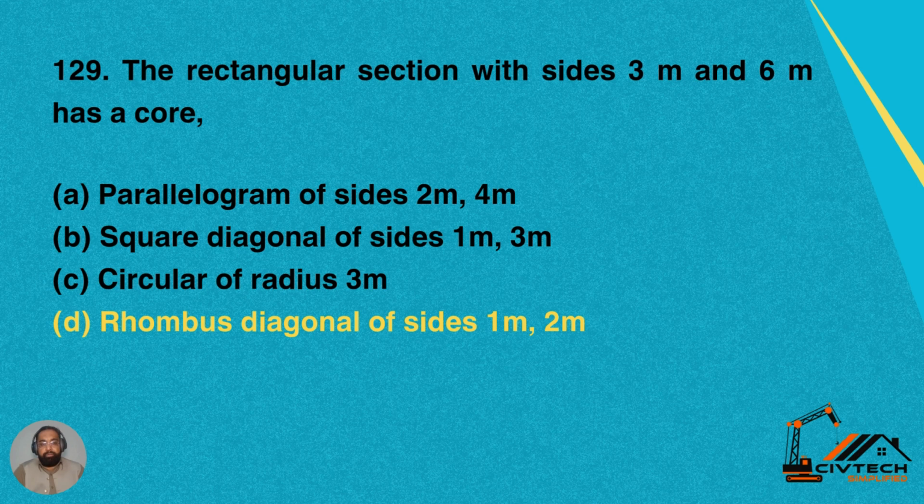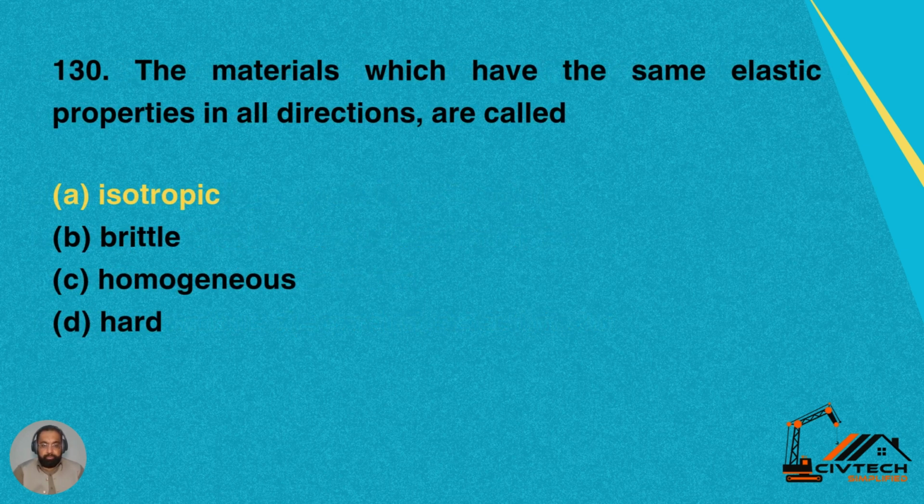129. The rectangular section with side 3 meter and 6 meter has a core. Option A, parallelogram of side 2 meter and 4 meter, option B, square diagonal of side 1 meter 3 meter, option C, circular of radius 3 meter, option D, rhombus diagonal of sides 1 meter and 2 meter. The rectangular section with side 3 meter and 6 meter has a core of rhombus diagonal of sides 1 meter and 2 meter. So D is the correct answer for this question.